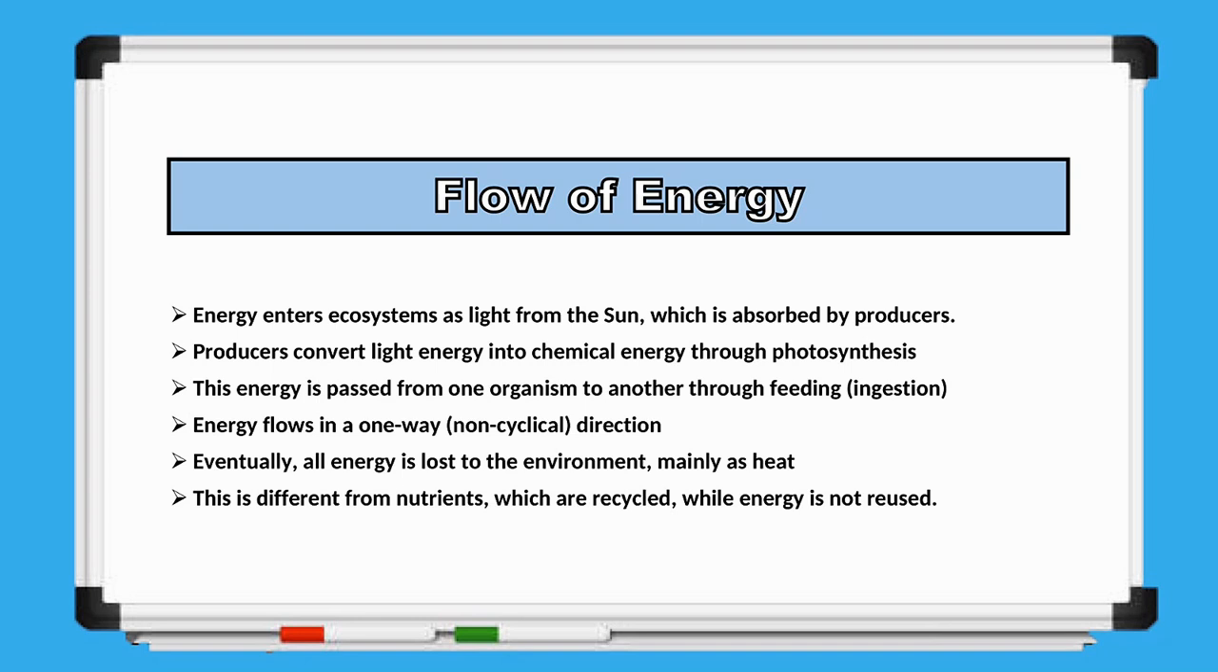Energy enters every ecosystem as light energy from the sun. Producers absorb this light energy and convert it into chemical energy through photosynthesis. When consumers feed on producers or other consumers, this chemical energy is transferred from one organism to the next through feeding. Energy always flows in one direction, beginning with the sun and eventually leaving the ecosystem as heat. Unlike nutrients, which are continuously recycled, energy cannot be recycled and therefore requires a constant supply from the sun.